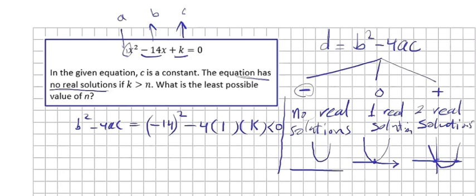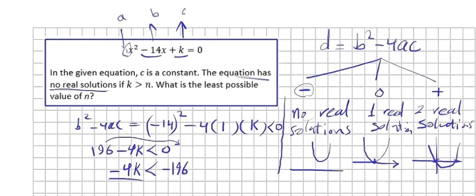Negative 14 all squared is 196, minus 4 times 1 times k means 4k. And all of this is less than 0. You can just move the 196. So we have here negative 4k is less than negative 196.